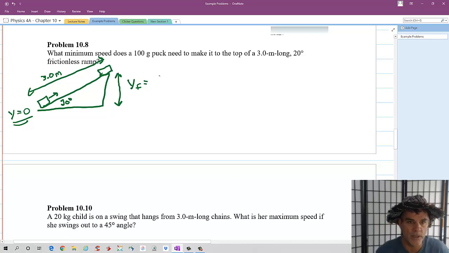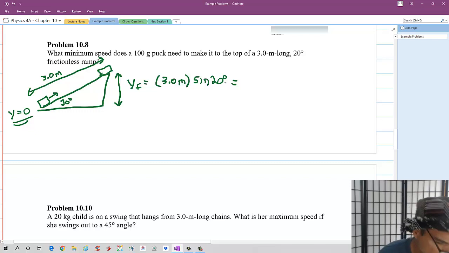So my y final is going to end up being 3 meters times the sine of 20 degrees, which ends up being equal to 1.03 meters.